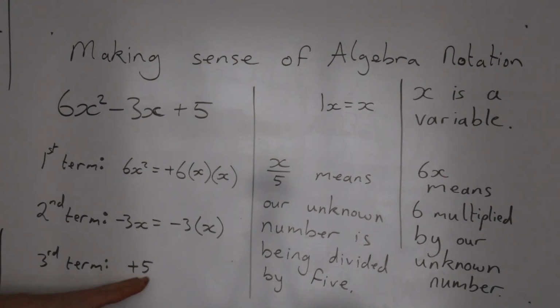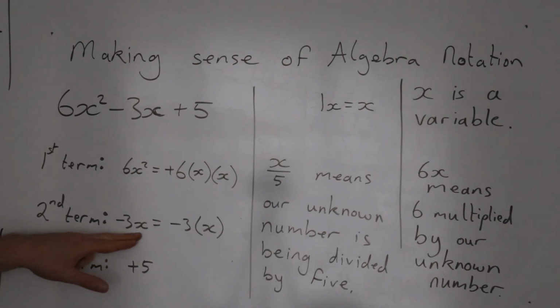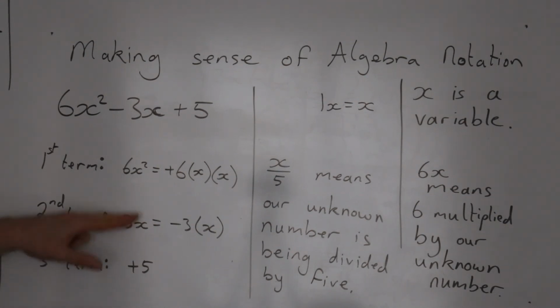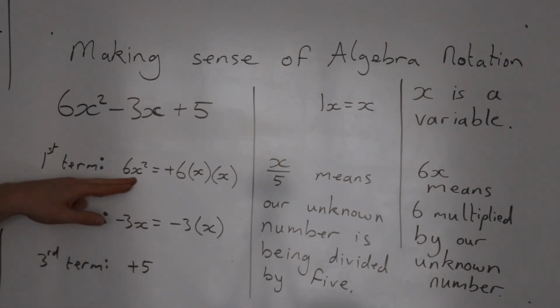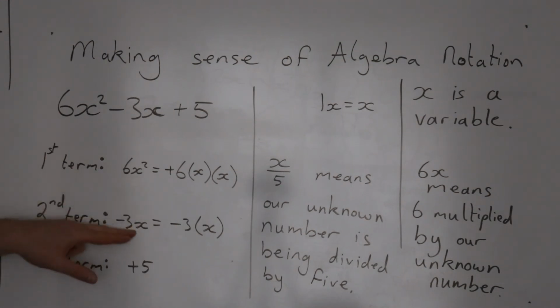So this is referred to as the constant because it has no variable, has no unknown number multiplying it. So even if the value of x changes, the value of this term will never change. On the other hand, if the value of x changes, this term changes, and the value of this term changes. So these have variable terms in them.